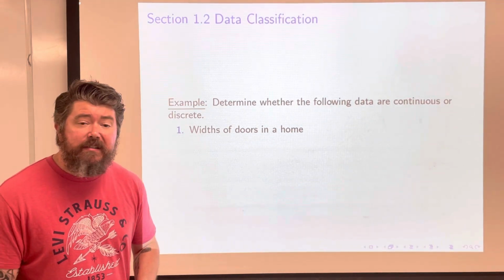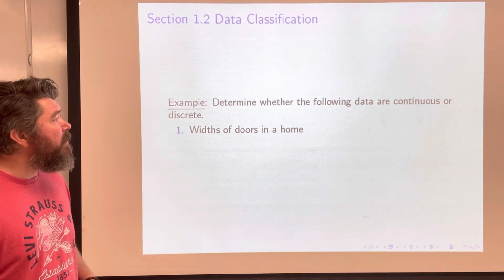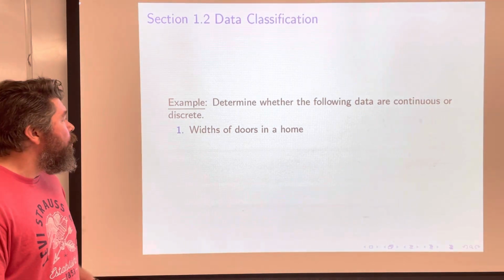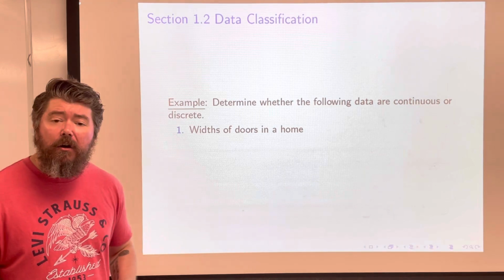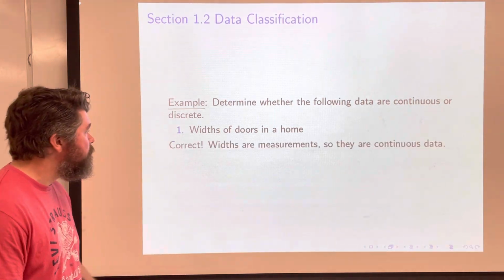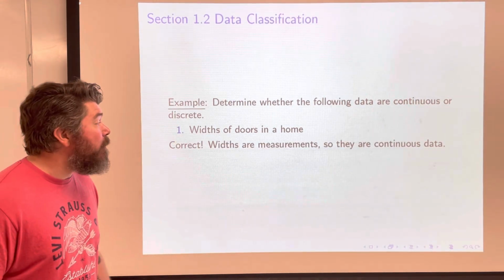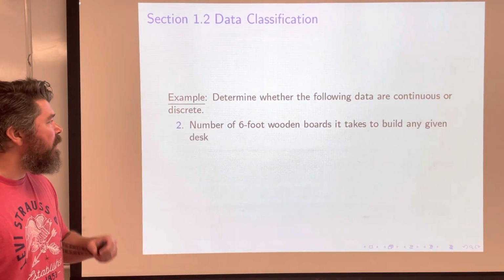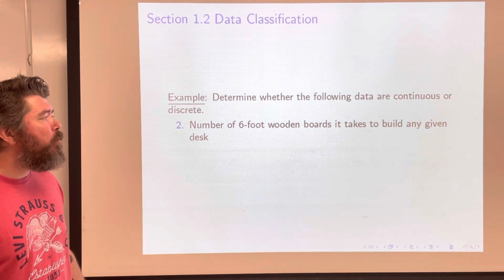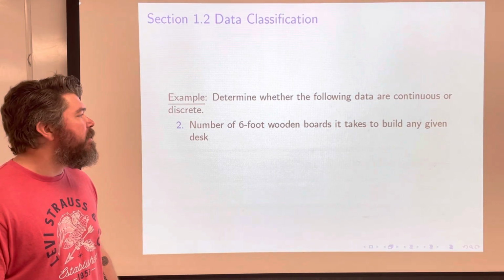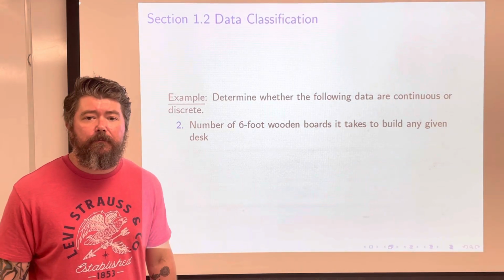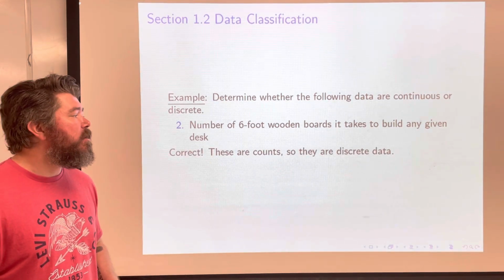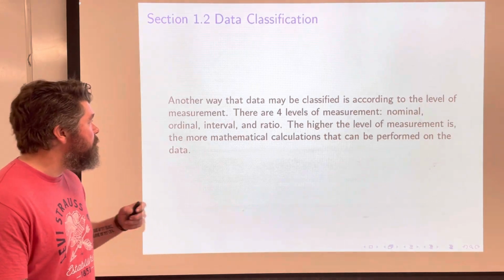Let's look at some examples. Determine whether the following data are continuous or discrete. Widths of doors in a home. Correct, widths are measurements, so they are continuous data. Number of 6-foot wooden boards it takes to build any given desk. Correct. These are counts, so they are discrete data.